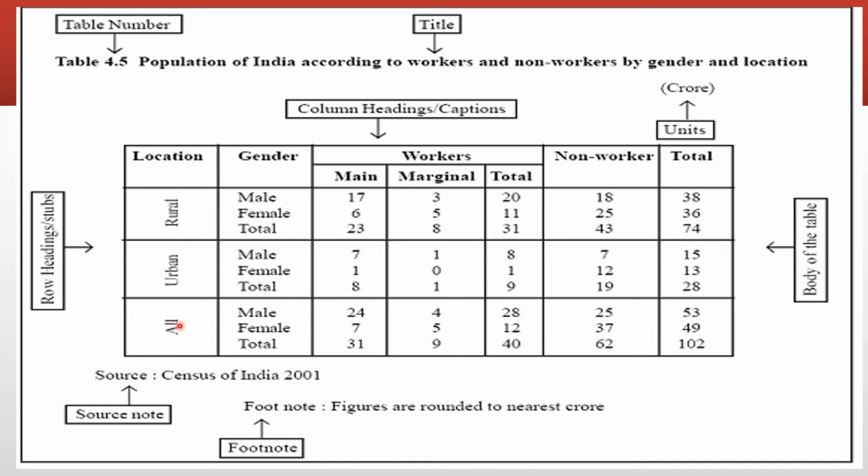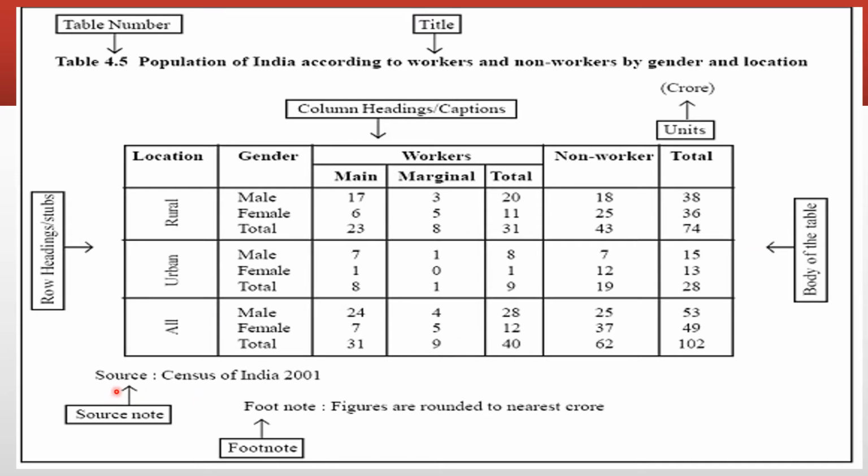Here we have the row headings. Now rows are horizontal, as you can see, and we have row headings which are all urban, rural. Again, the row headings are subdivided into subheadings: male, female, total, male, female, total, urban, male, female, total, all.